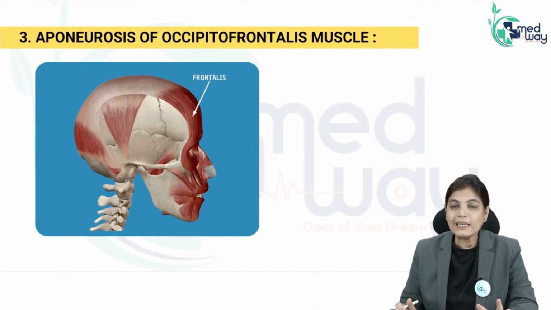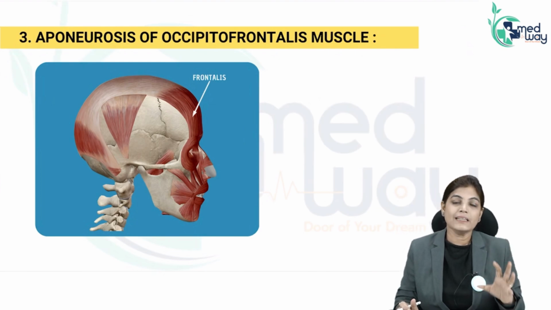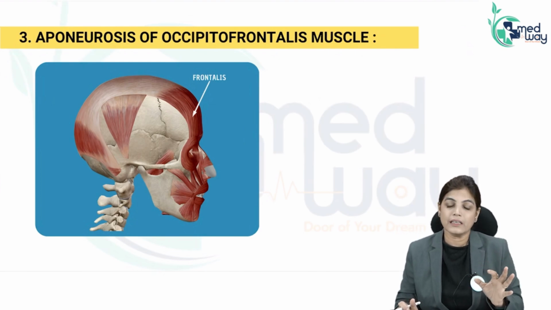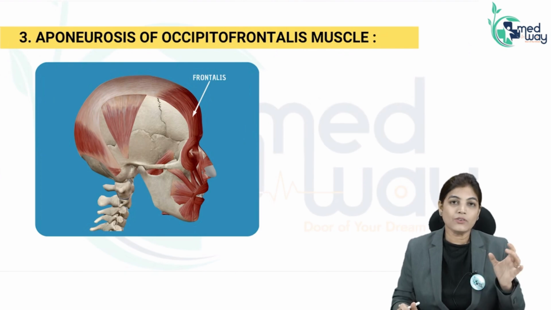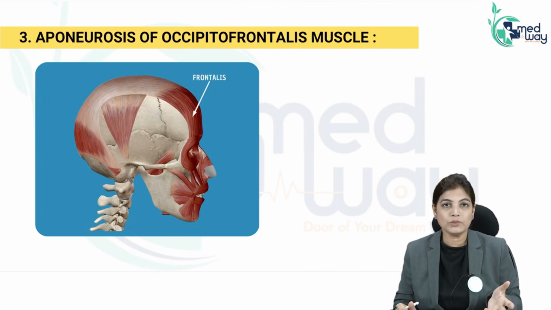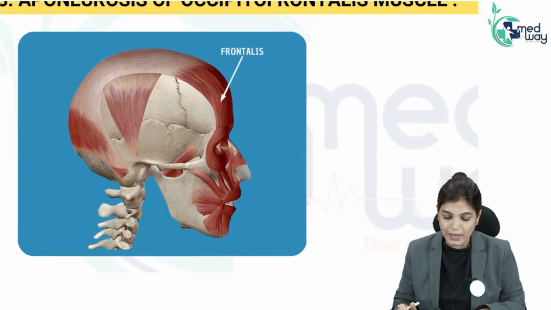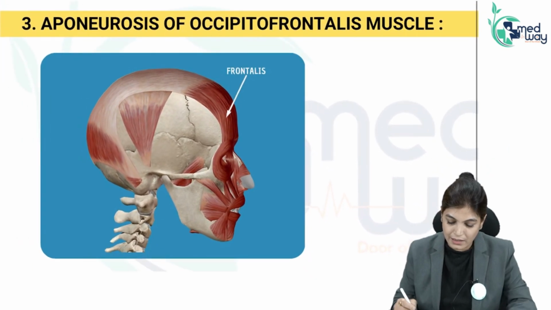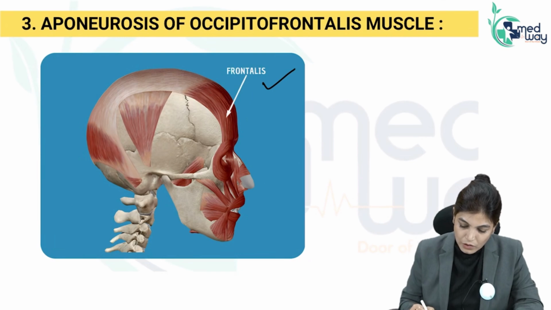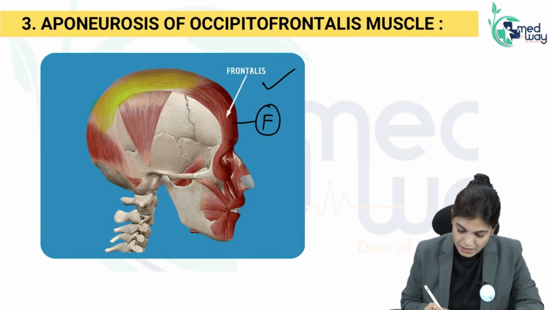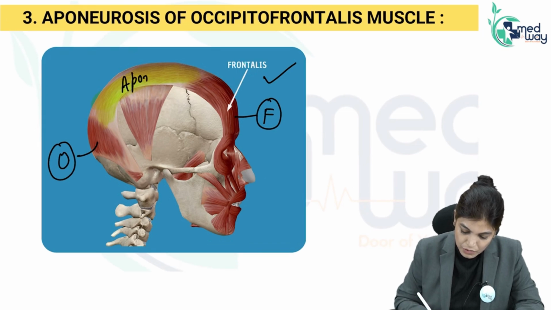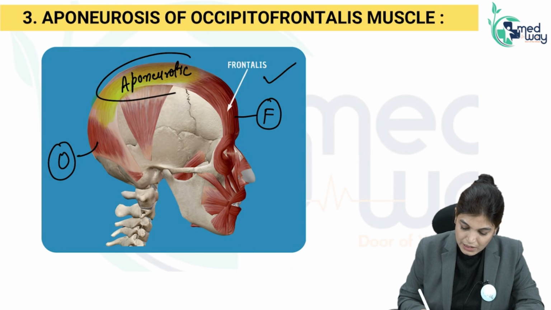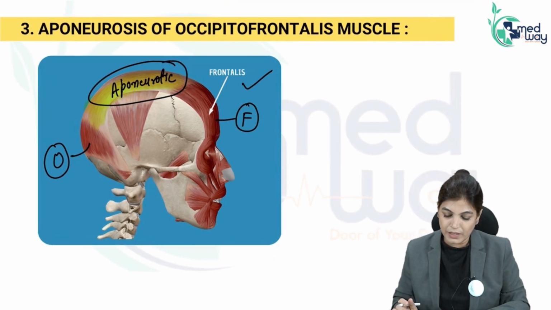Now, the 3rd layer is the occipitofrontalis muscle, which has the aponeurotic layer in the middle part. I want everybody to concentrate on the schematic diagram which will help you to understand these bellies. I want to enlarge this. When I enlarge this image, you can clearly see the frontalis belly lying anteriorly. This is F for the frontalis muscle belly and this is O for the occipital muscle belly, and in between is the aponeurotic layer where the 2 bellies merge with each other.